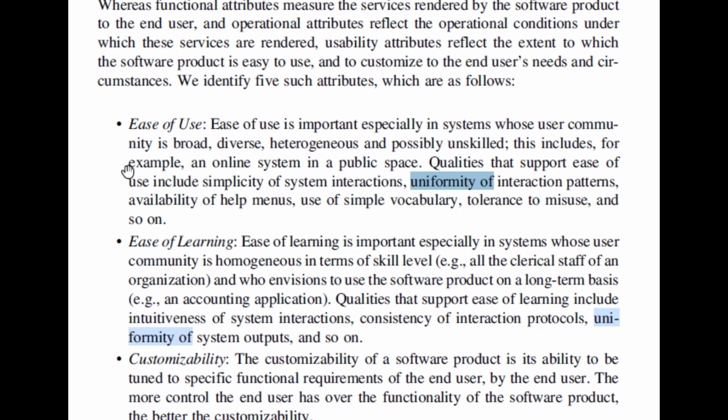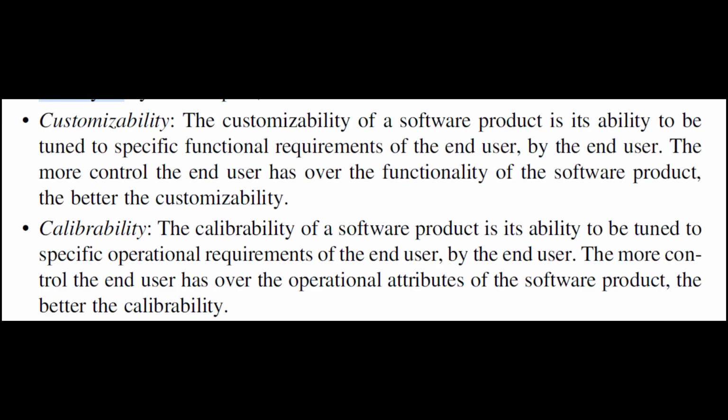Customizability. The customizability of a software product is its ability to be tuned to specific functional requirements of the end user, by the end user. The more control the end user has over the functionality of the software product, the better the customizability.